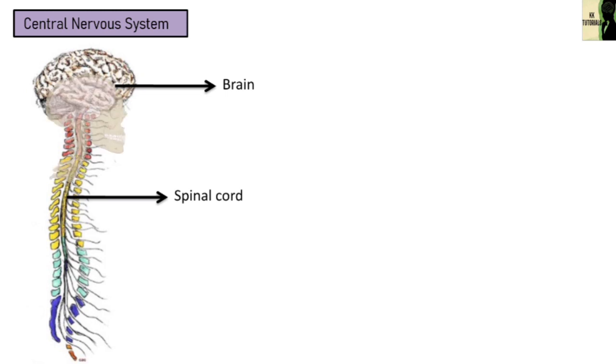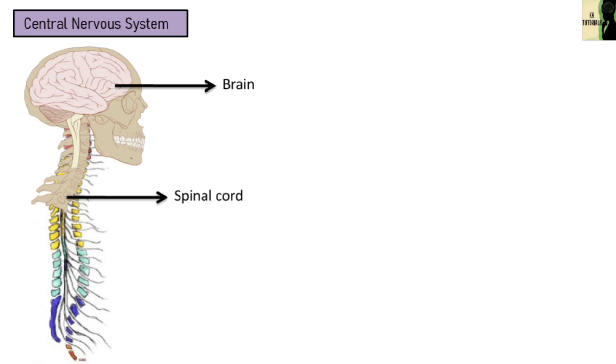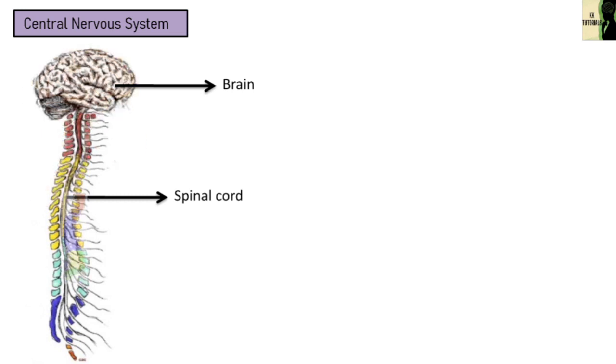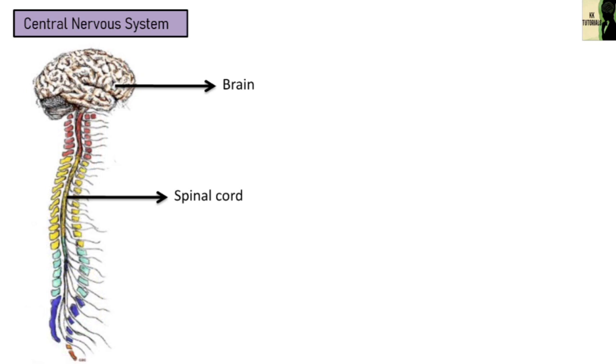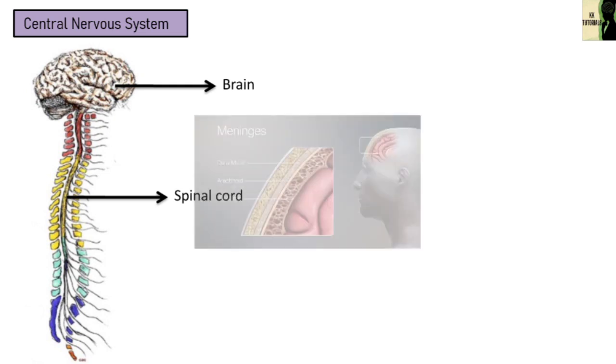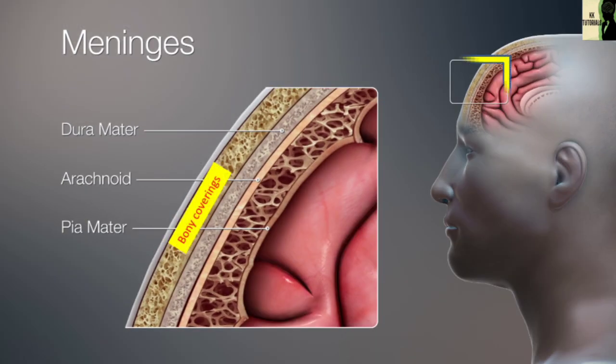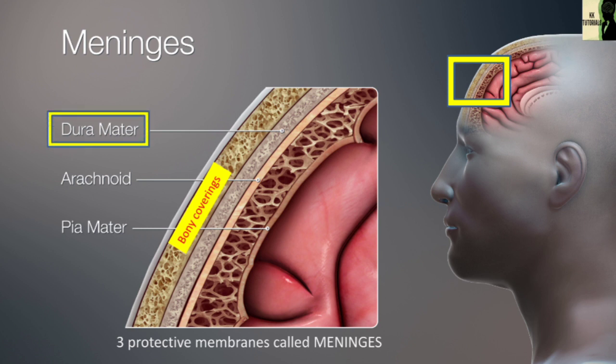Brain is enclosed within a brain box called cranium of the skull, whereas the spinal cord occupies vertebral canal of vertebral column. So the brain is protected under the cranium of the skull and the spinal cord is protected under vertebral column. Inner to these bony coverings, there are three protective membranes called meninges. These meninges protect the brain and spinal cord. These three membranes are dura mater, arachnoid mater, and pia mater.